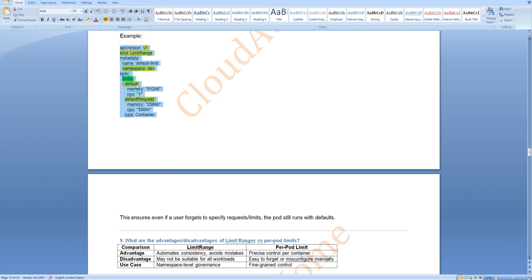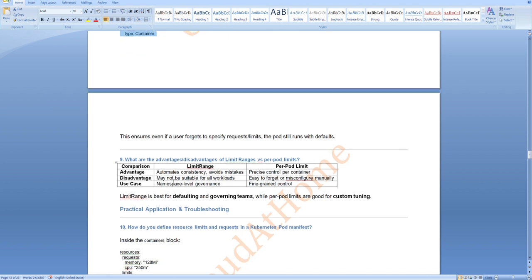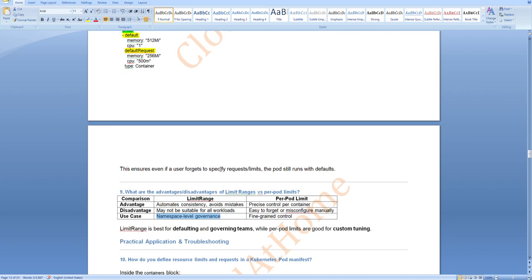But if you are setting it up at the namespace level, you do not have to worry about it for each resource whenever you are declaring. So this should be a very good option. I think we should definitely use it at a namespace level. Okay, so for namespace level governance, whenever you are using it, you should use limit range.